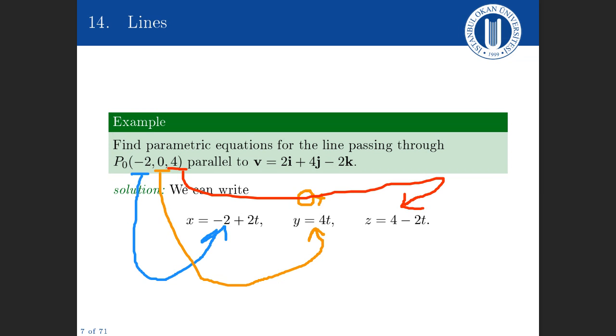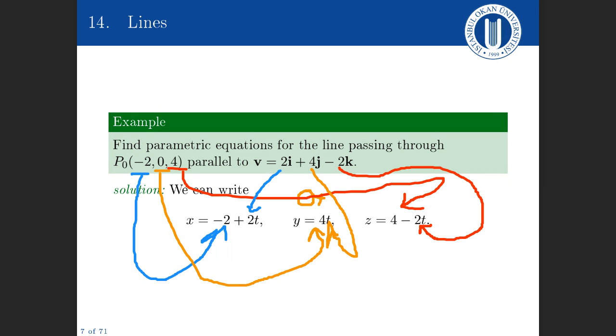Then we look at the vector v. Here the numbers are 2, 4, and -2. 2 goes in the first equation, it's the number in front of t. The 4 goes into the second equation. Again, it's the number in front of the t. And the -2 is the number that we put in the third equation in front of the t.